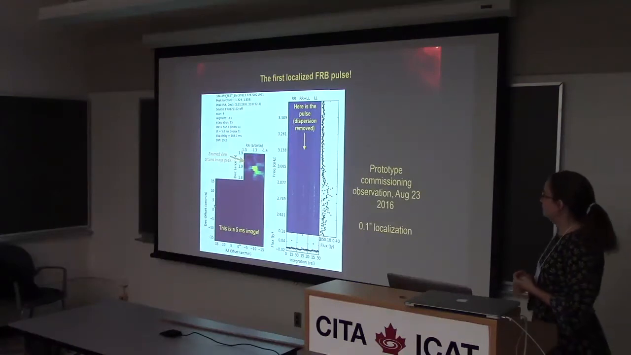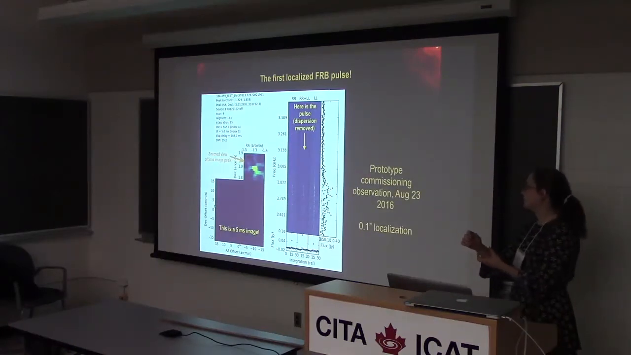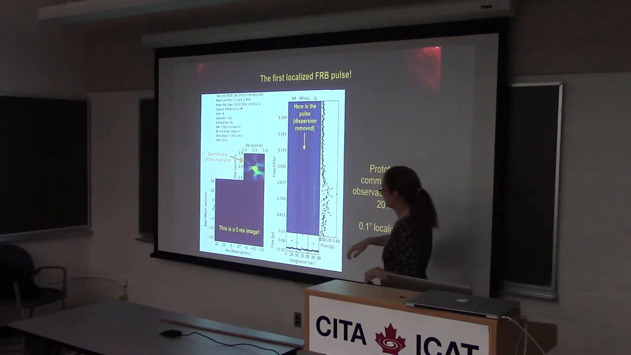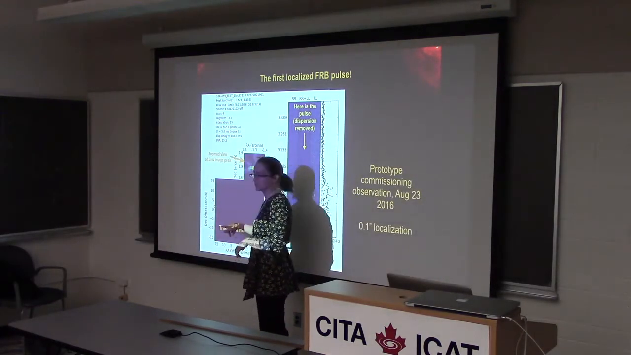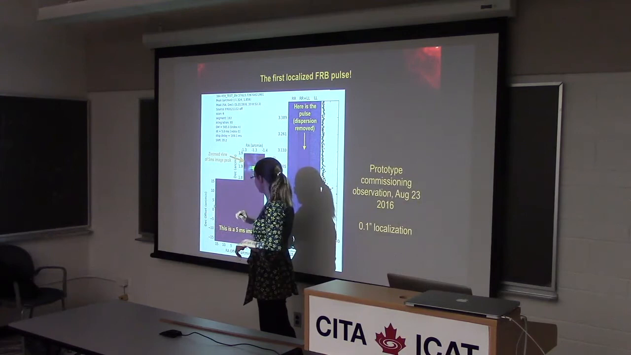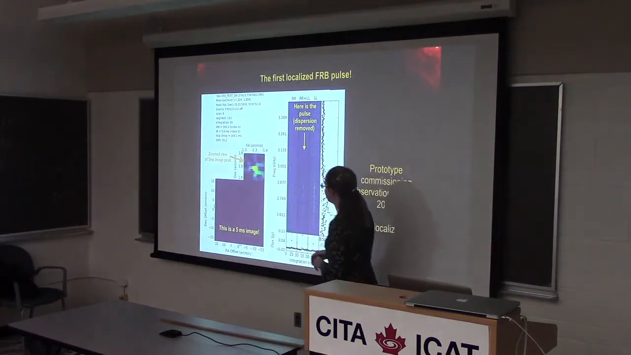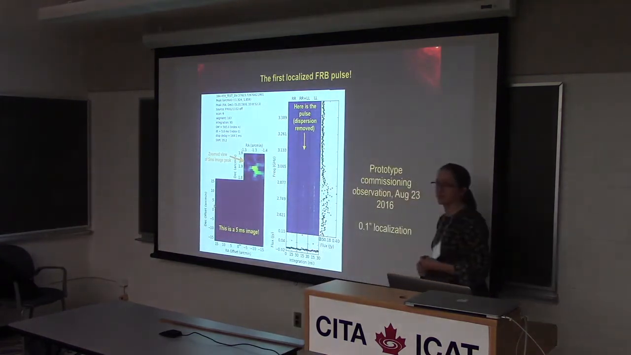And just to show it, we actually first detected the repeater when we were doing some prototype commissioning back on August 23rd, a couple years ago, a fateful day. So here's our actual realfast candidate plot. You can't see this really well because the resolution is very good, but there is the FRB. You can see this nice point spread function, this nice star pattern that the VLA gives us. Here's just a zoomed-in image. That's a 5 millisecond image.